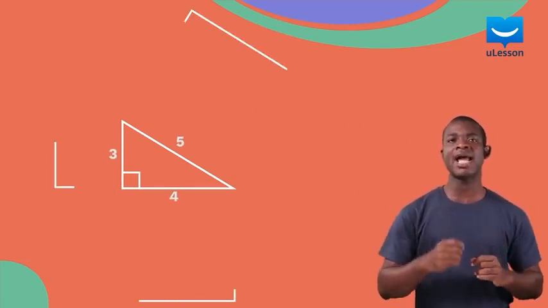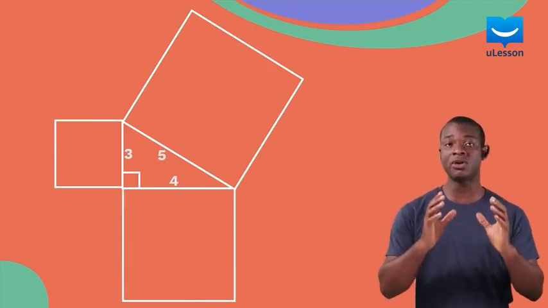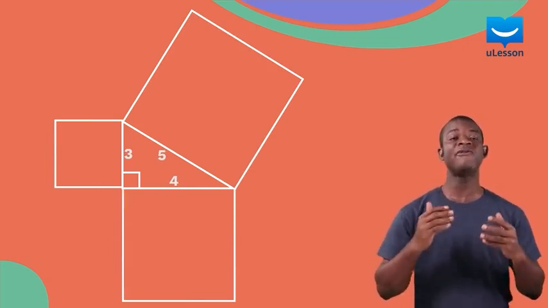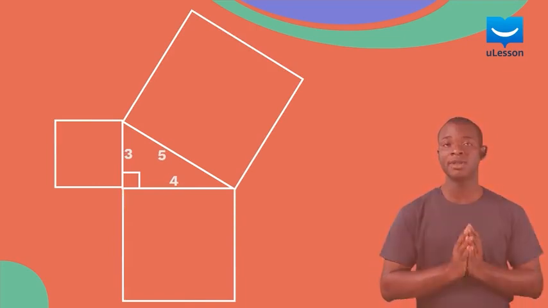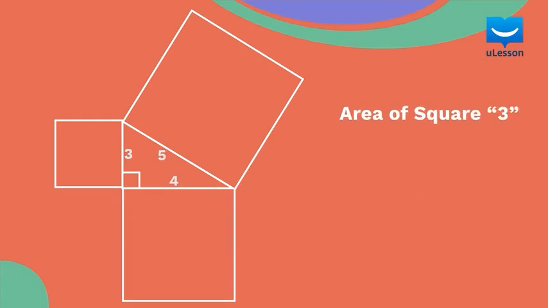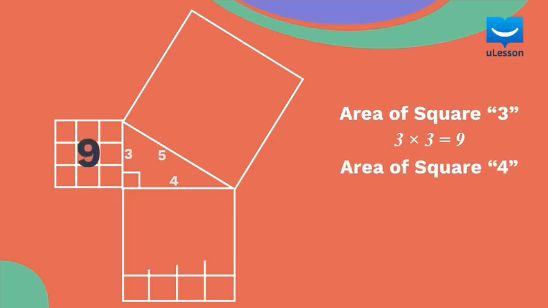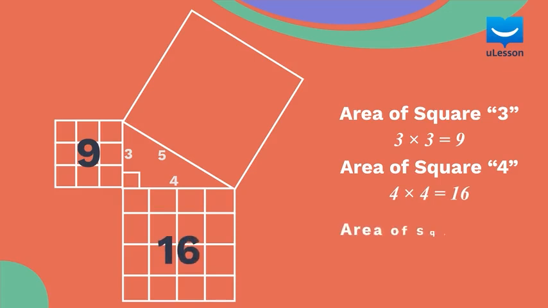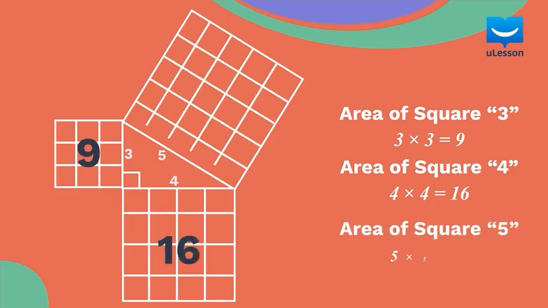If squares are extended from the sides of this triangle as shown on the screen, and we find the areas of all the squares, the area of the square with size 3 units will be 3 times 3, which is 9 units squared. The area of the square with size 4 units is 16 units squared. And the area of the square with size 5 units is 25 units squared. We can see that the square is drawn from the hypotenuse.